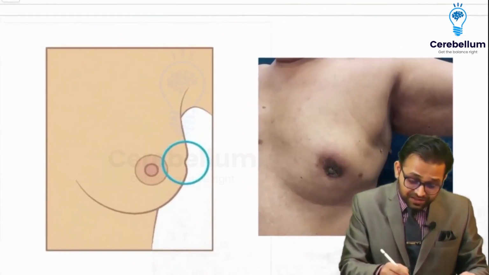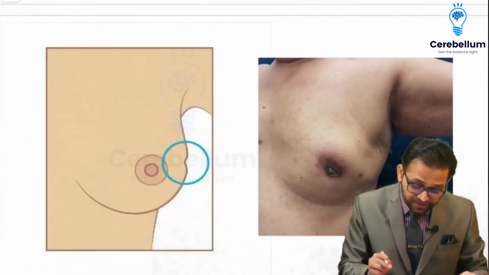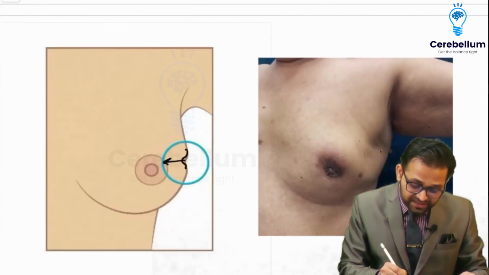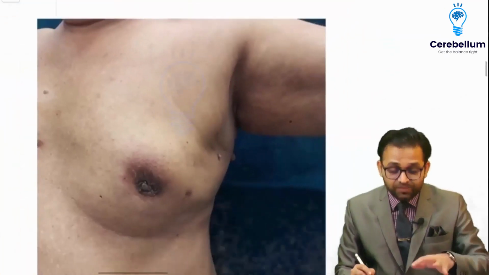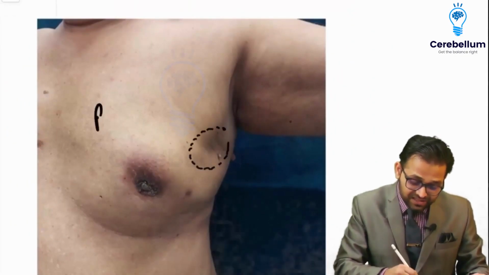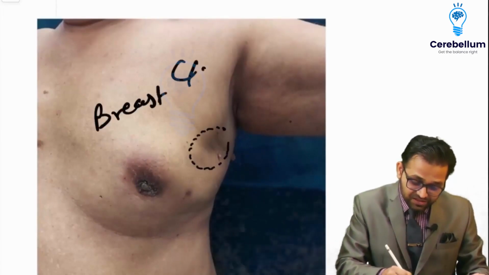Can you see there is the presence of the suspensory ligament of Cooper? So if they are fibrosed, then they will pull inside and there is dimpling over the skin. Can you compare here? Yes, sir, there is dimpling over the skin. So again, this is indicating breast carcinoma.